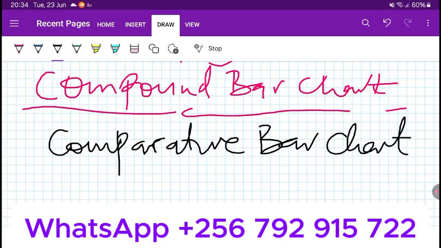Of course, as per the syllabus, most of the time they only talk about the compound bar chart, but the comparative bar chart is another way you can present. We shall see the criteria as to why some data may not be suitable for a compound bar chart, and you have to go with the comparative bar chart.